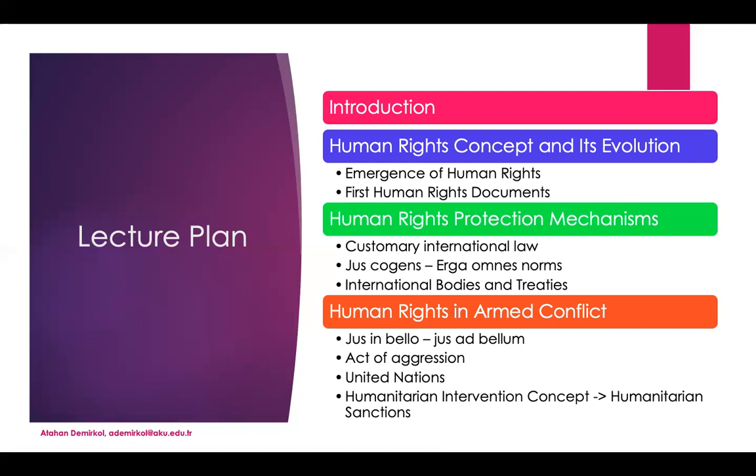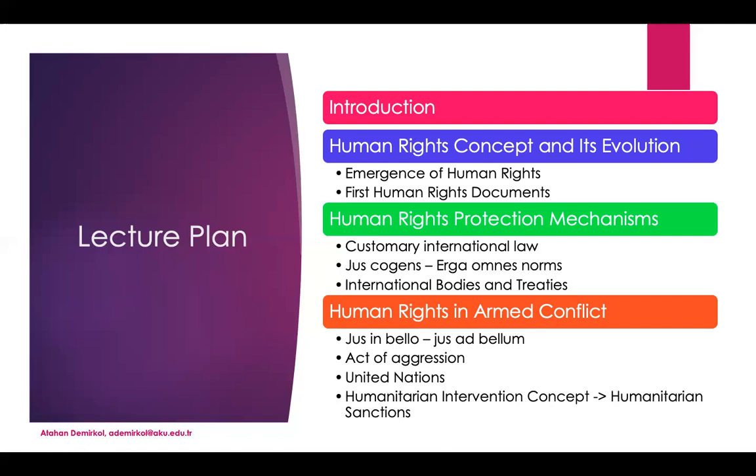After the introduction part, we will go through the human rights concept and its evolution. Basically it's the emergence of the human rights concept. We will talk about how the concept emerged and how it was discussed among scholars or philosophers. And then we will go through the first human rights documents, the main documents in history, to give you basic information about the first documents of human rights.